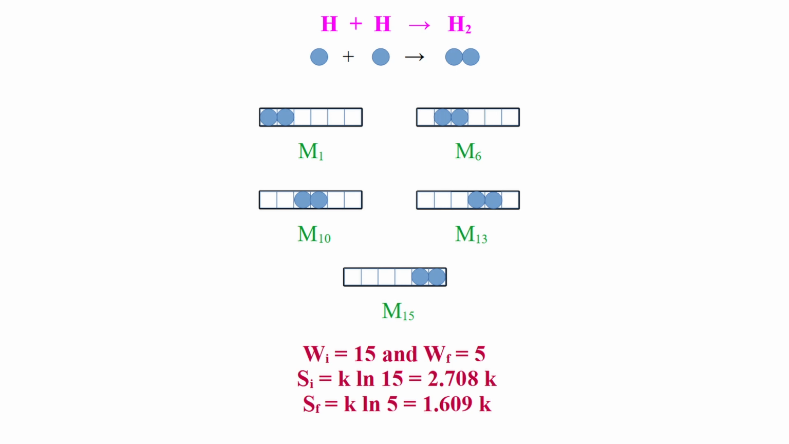Therefore, the entropy decreases to k ln 5 equal to 1.609 k from the original 2.708 k. It does not matter what shape and size the container has. The entropy always decreases due to the essential condition that the two atoms have to be together in adjacent cells.